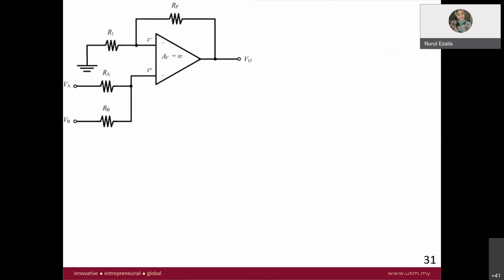Okay, so write down everything. V plus equal to V minus. Number two, I plus equal to 0, I minus equal to 0. You have here I minus equal to 0, and here I plus equal to 0. So you have two nodes. I will highlight it here, node 1 and node 2.